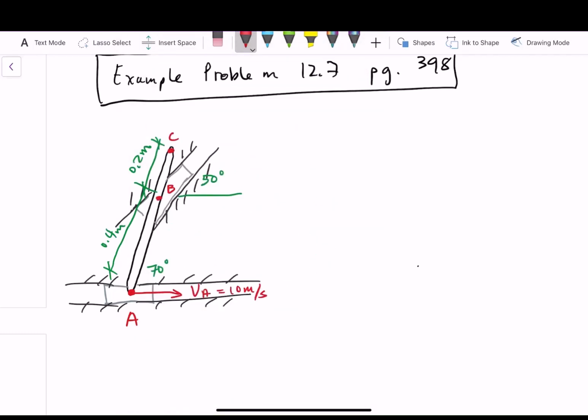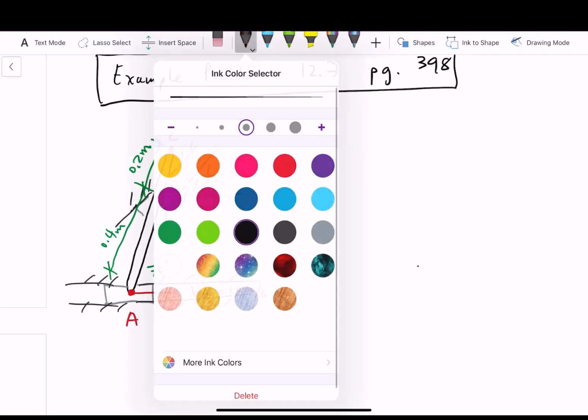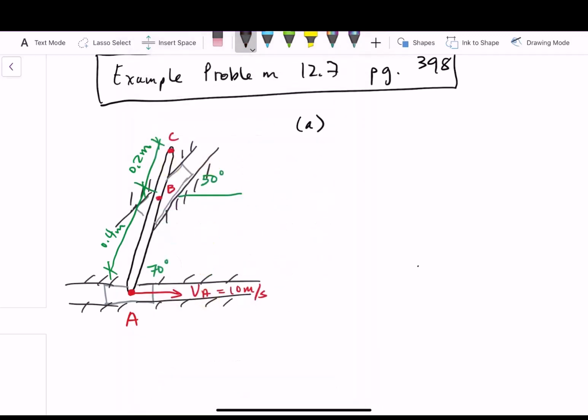We have a linkage with a velocity at A going to the right, and it's in a track, so it can only go left and right. We also have point B, which is in a track, and it can go only up and down at that angle of 50 degrees. And then we have point C. And what we'd like to determine is the angular velocity of AC, that complete linkage. We also want to determine what the velocity at C is. Okay, so it's not in the track, so it will move separately from B.